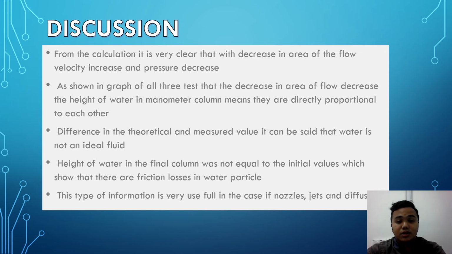From the difference between the theoretical and measured values, it can be said that water is not an ideal fluid. The next one is that the height of water in the final column was not equal to the initial value, which shows that there are friction losses in the water particles. The last one is that this type of information is very useful in the case of nozzle jets and diffusers.